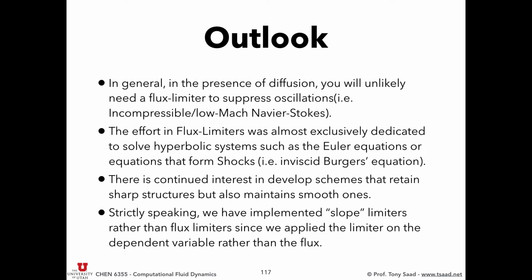Because what we've done, we've limited the value of the dependent variable, phi f, and then we multiplied it by velocity or something else to compute the flux. So we limited the variable, not the flux. So technically, we are doing slope limiters. You can apply the same idea to the flux. So you advance the variables, and then you limit the flux. It's a little bit different, but they're almost equivalent. I always use slope limiters because they're just easier to implement and deal with.